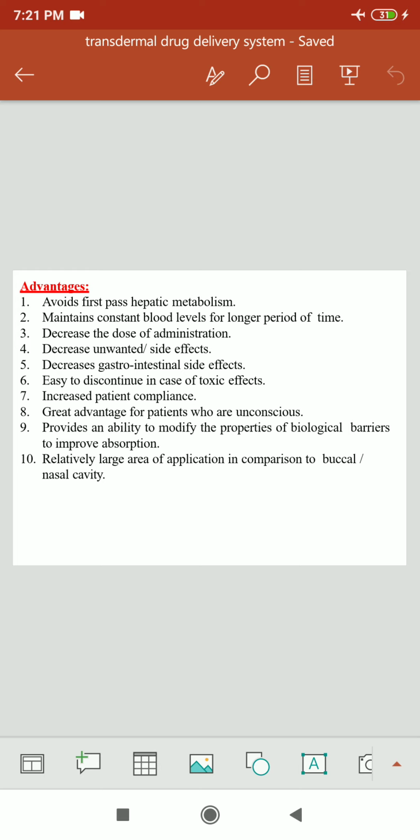Discontinue in case of toxic effect. Obviously the patch is on the outer side of the skin, so we can remove the patch and terminate the therapy. Patient compliance increases. It is also an advantage for unconscious patients, because we apply the patch and deliver the drug via skin. It provides the ability to modify the biological barrier for improved absorption. It has a relatively larger surface area for application other than buccal and nasal.